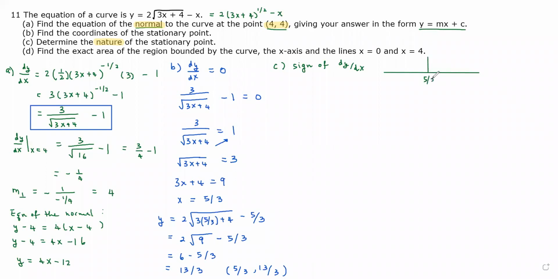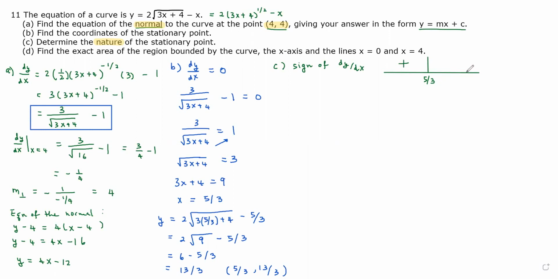This is 5/3. To the left of 5/3, we want to know whether dy/dx is positive or negative. You can pick a value, say x equals 0, and substitute into dy/dx. So when x is 0, you have 3 over square root of 4, so that is 3/2 minus 1, and that is certainly positive. And to the right here, you can pick a value of x that is greater.